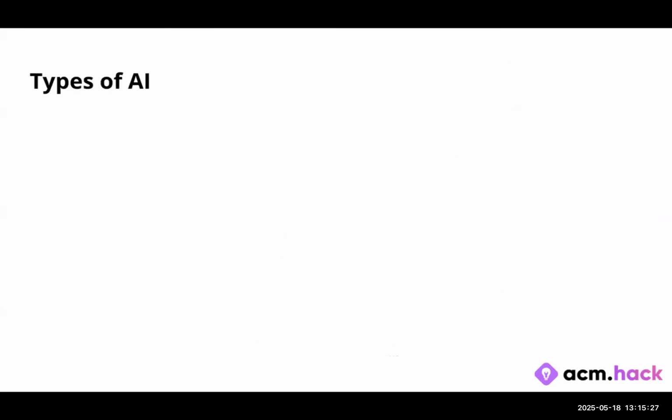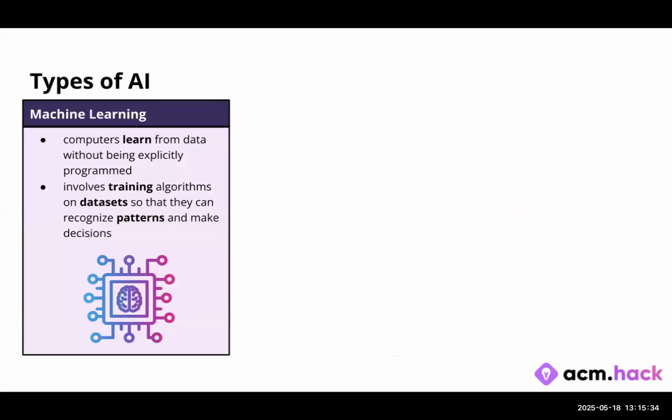And yeah, there's many different types of AI. We're going to be focusing on three different ones just for this session. The first one is machine learning, which broadly is just how computers learn from data without being explicitly programmed, like I said, in those algorithms. This involves training algorithms on data sets so they can recognize patterns and make decisions.